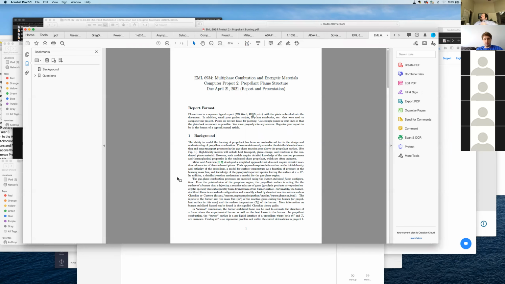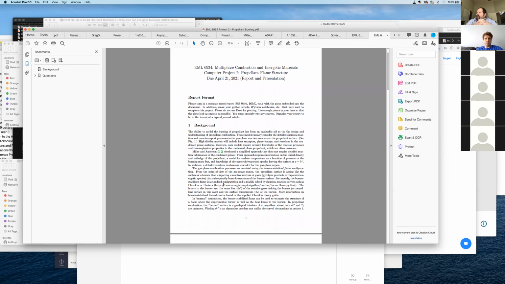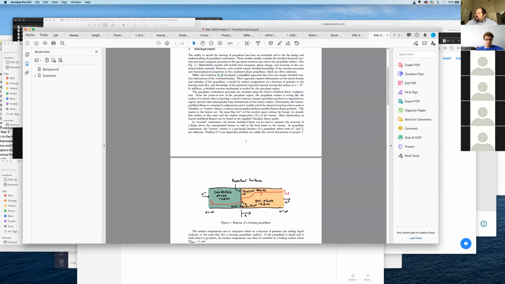Okay, and so project 2 will involve a report and also a presentation on the very last day of class. What you'll be doing with project 2 will be computing the flame structure of a propellant. And so I go into the details of basically how this works and how you can do this. But essentially what you'll be computing is the gas phase flame structure of a propellant that is burning using a very detailed chemical reaction mechanism. And this configuration in the gas phase is called a burner stabilized flame.